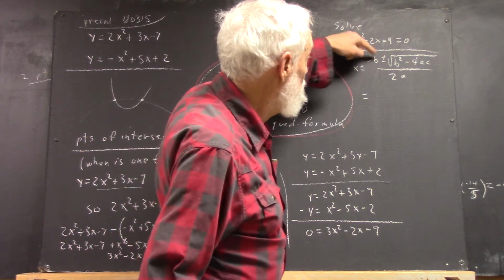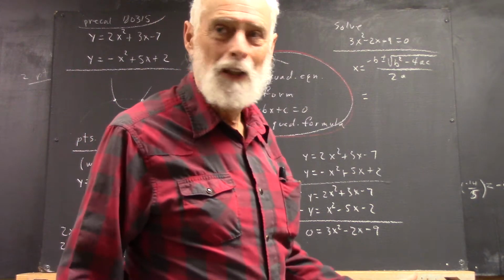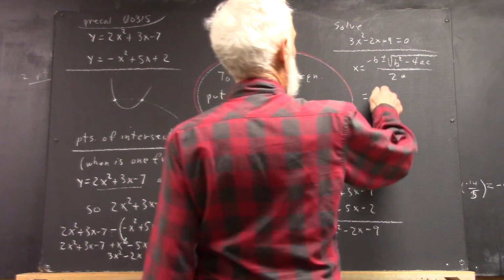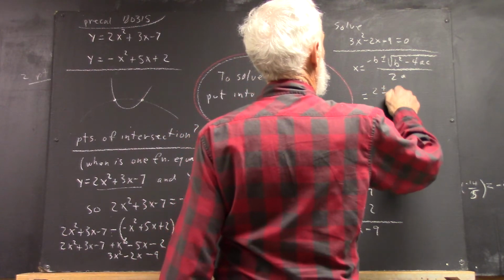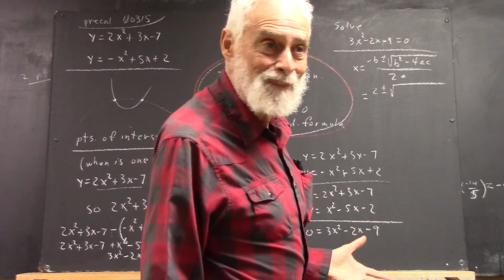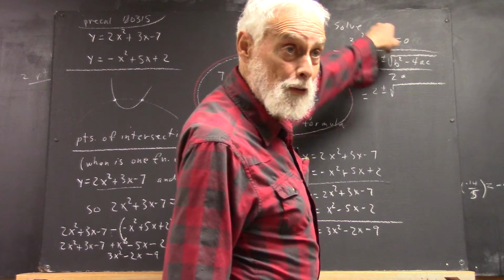Okay. Negative b is going to be, well, I'm not going to go through this. I'm not going to explain this again. I've done this half a dozen times at least. So I'm just going to write it out. It's 2 plus or minus the square root of. Plug the numbers in. I know you can do it. I don't know for sure whether you can write the formula out, but once you have it, I think you can apply it.